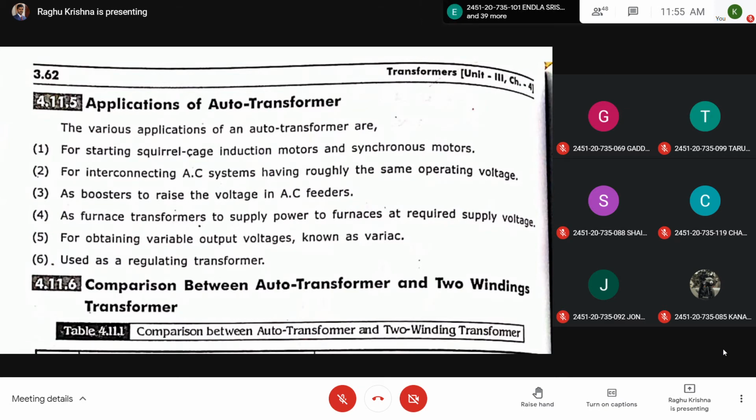Fourth point, as furnace transformers to supply power to furnaces that require a supply voltage. Sometimes if the supply voltage decreases, the furnace may not work efficiently. So we have to increase the voltage. For that, we are going to use auto transformers. Next, for obtaining variable output voltages, we are going to use an auto transformer. So there will be a tapping. You can change the tapping and the auto transformer can be used for getting the various voltages.